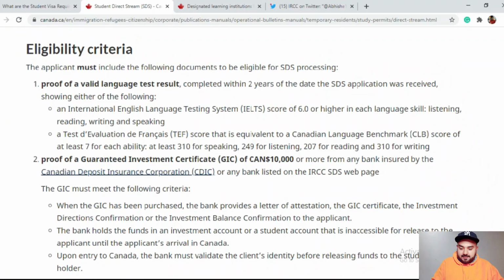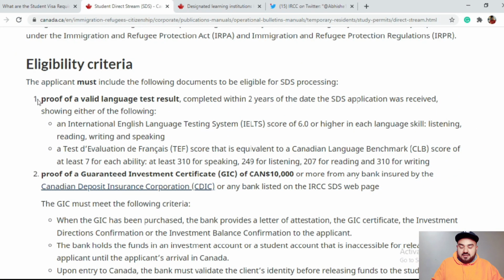So if we check the eligibility criteria, yeah, here. Now, this is another proof that IRCC announced it on their official Twitter account as well and on their official website as well. There is no mention of IELTS Academic. As you could see here, IELTS Academic is not mentioned anywhere.